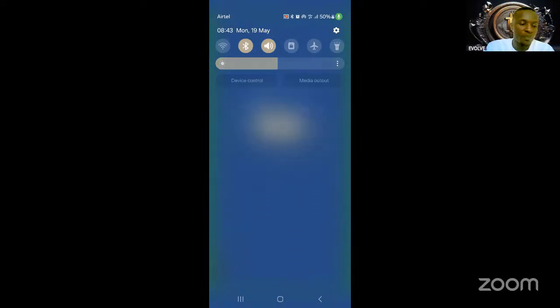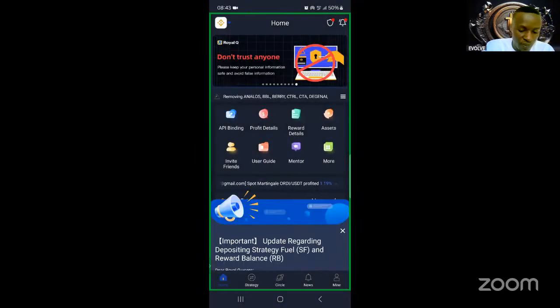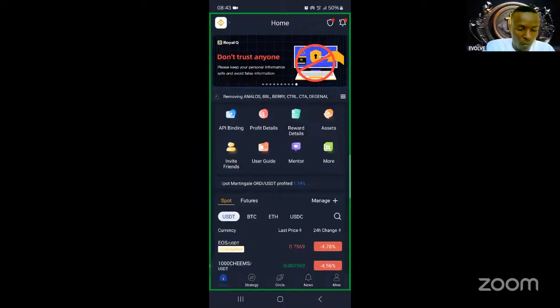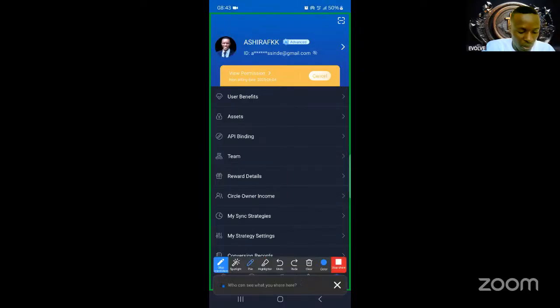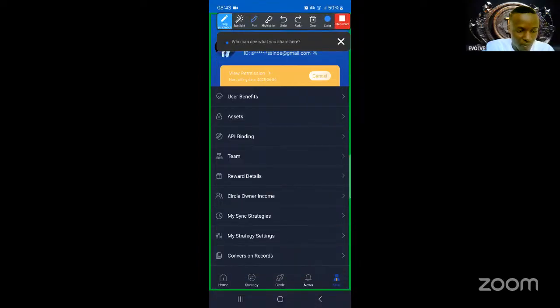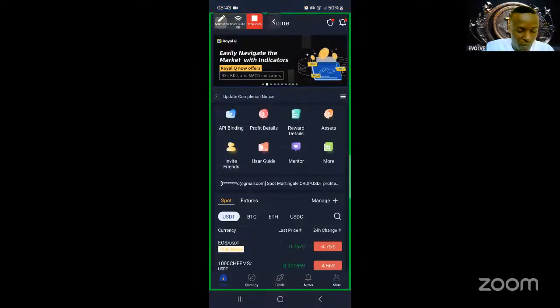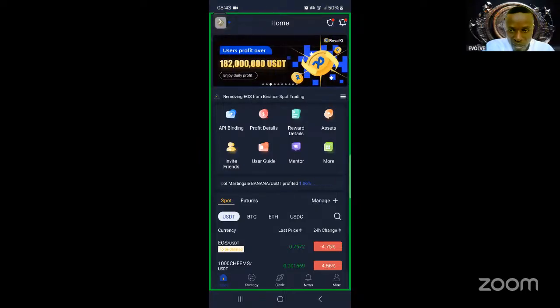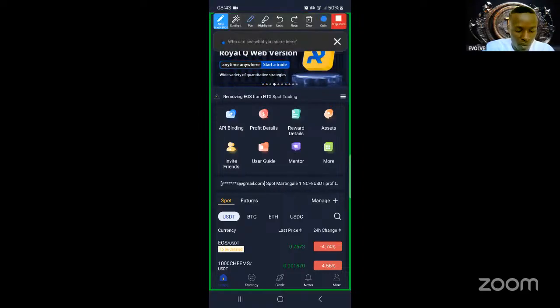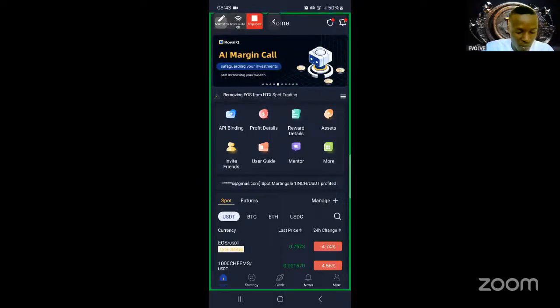Okay, we are here. We are in Royalq. When we get on our Royalq and get on strategy settings, let me start with the practical, then I'll get you into the explanation of what you are seeing. Those of you who have notebooks, big up to you, because these things, you need notebooks.